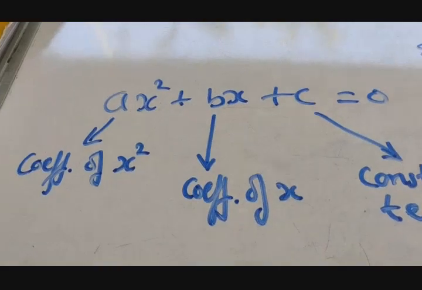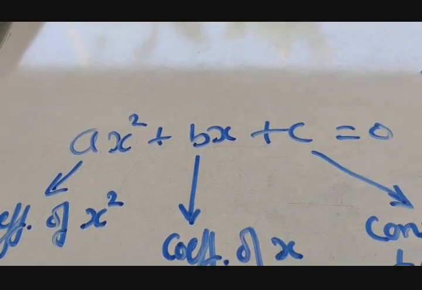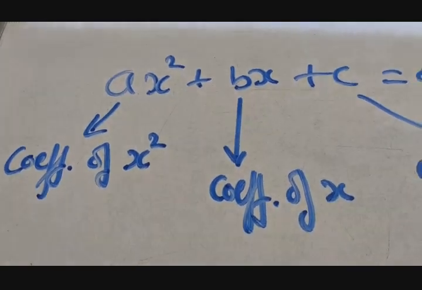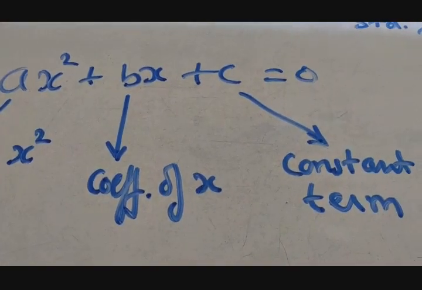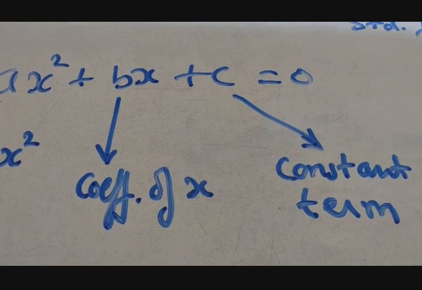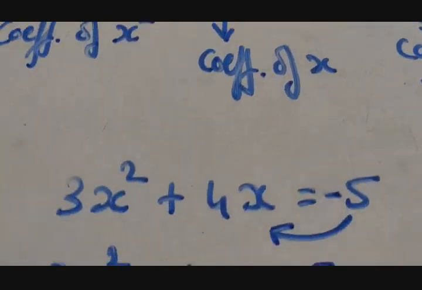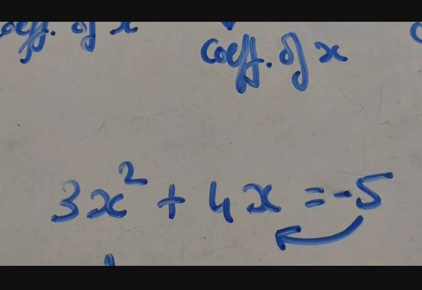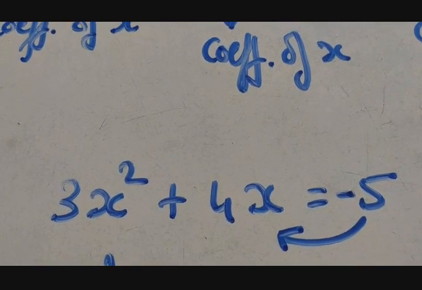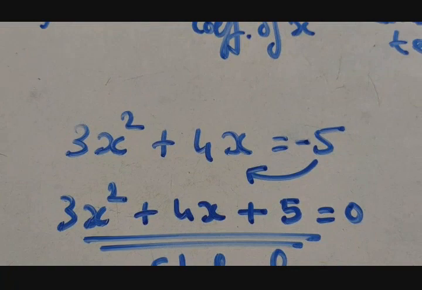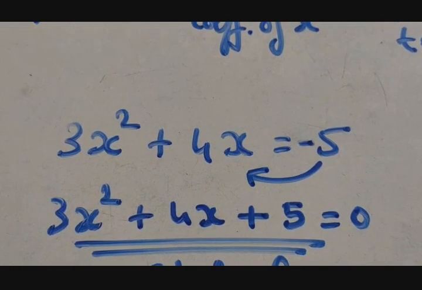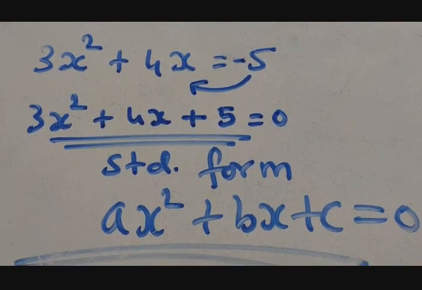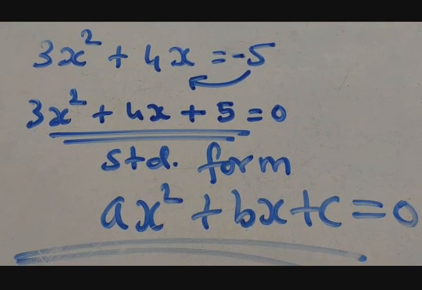Let us see here ax square plus bx plus c is equal to 0, where a is the coefficient of x square, b is the coefficient of x, and c does not have any variable, therefore it is considered to be a constant term. For example, if it is written as 3x square plus 4x is equal to minus 5, minus 5 goes this side, so it becomes 3x square plus 4x plus 5 is equal to 0. This is the standard form where we have ax square plus bx plus c is equal to 0.